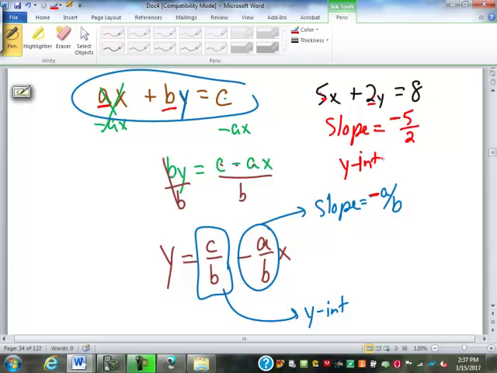The y-intercept was c divided by b. So c is this number, that's the 8. b multiplies the y, that's the 2. 8 divided by 2 is 4. So we can find the slope and the y-intercept right from that equation.